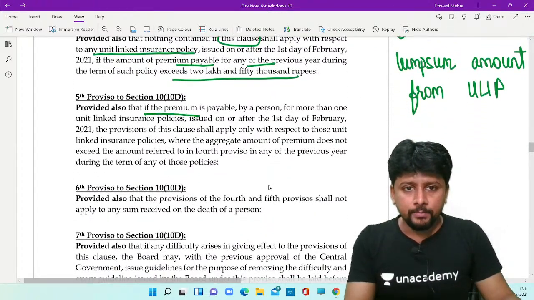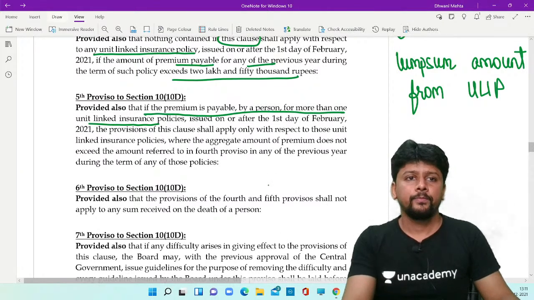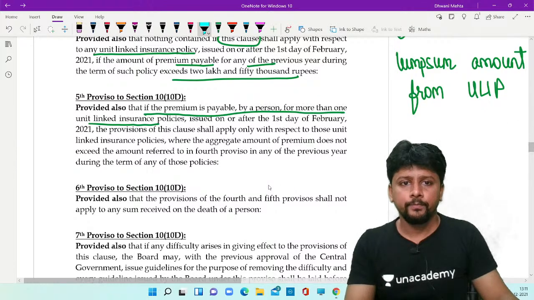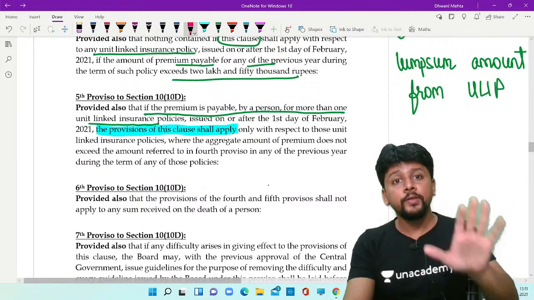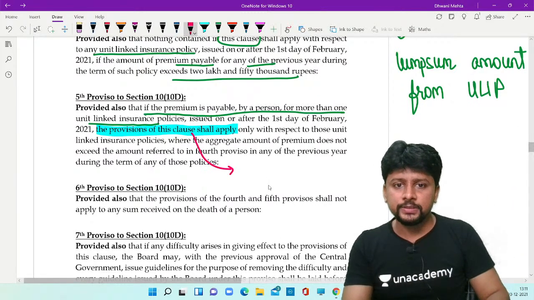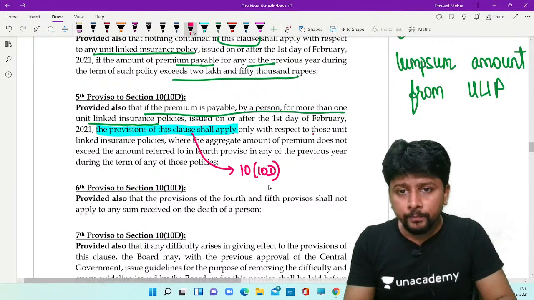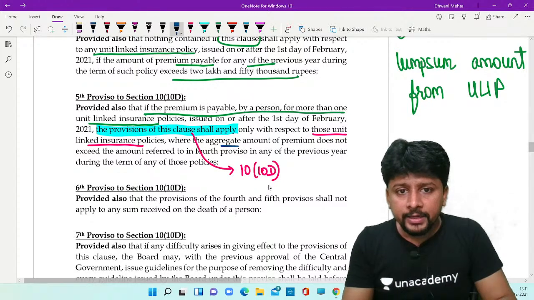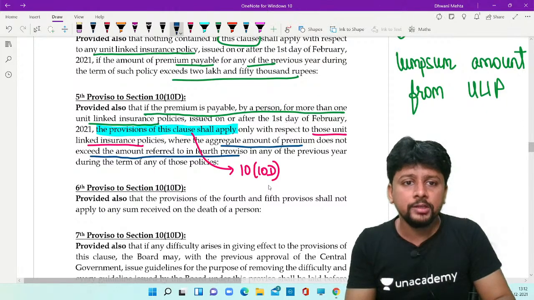If the premium is payable for more than one unit linked insurance policy. Now we are talking about a situation where multiple policies are being thought of. The provisions of this clause, section 10, clause number 10D, shall apply only with respect to those unit linked insurance policies where the aggregate amount of premium does not exceed the amount referred to in the fourth proviso.